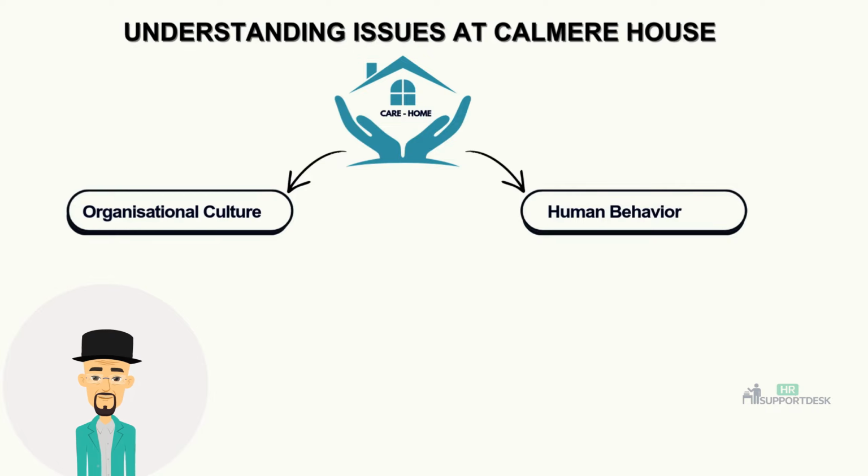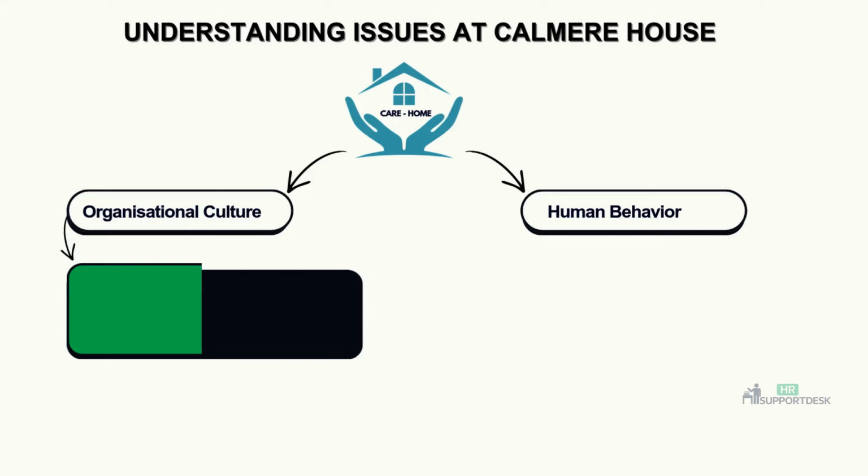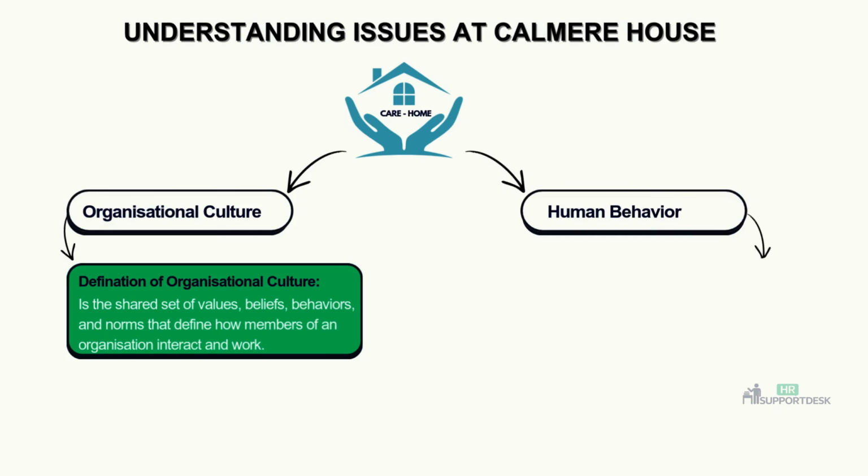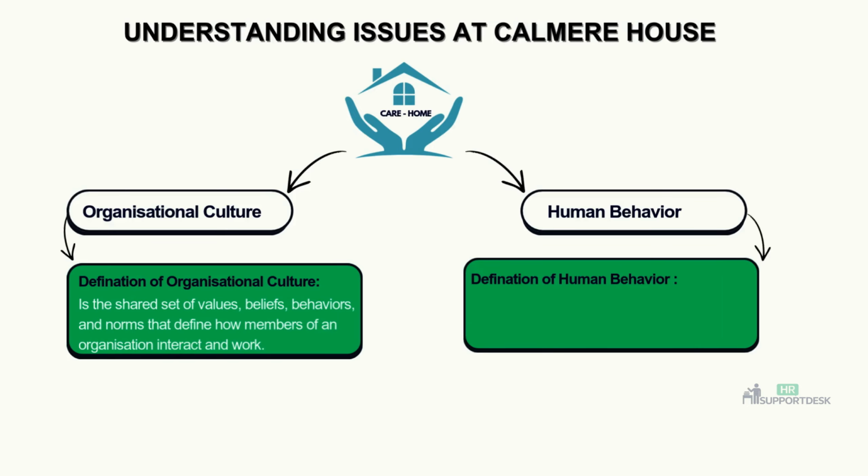To do this effectively, we first need to understand what these terms mean in the context of the case. Organizational culture refers to the shared values, beliefs, behaviors, and norms that shape how members of an organization interact and work together. Human behavior involves the actions and responses of individuals, groups, and structures within the organization, and how they adapt to changes and interact with one another.